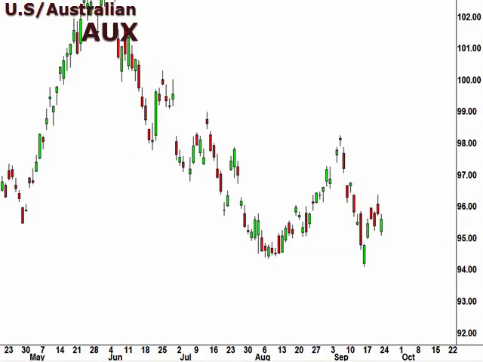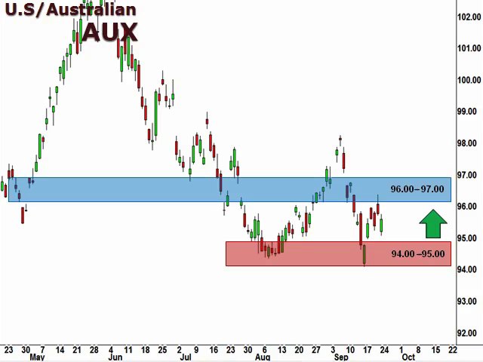Let's take a look at the US dollar versus the Australian dollar, as seen here in the ISC FX options pair value AUX. Well, the AUX held support at 94 and bounced last week, only to reverse towards the end of the week, which suggests a possible retest of 95. However, a break back above 96 suggests a continuation to the upside.